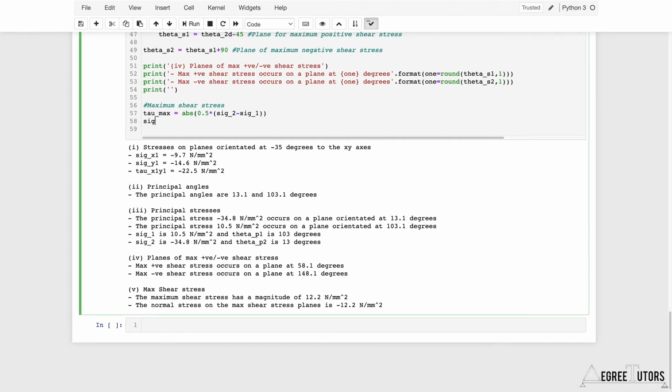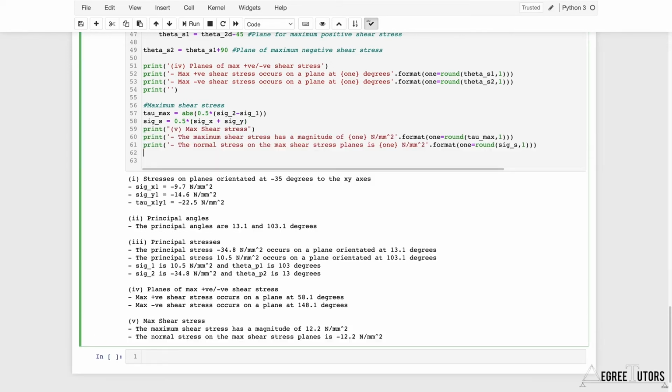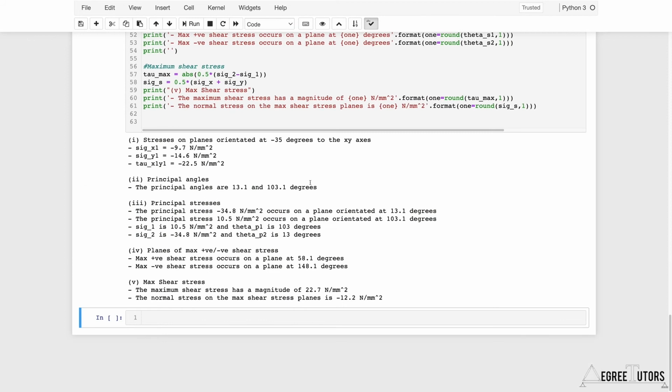And then the normal stress that exists on those planes, we'll just call it sigma underscore s for shear, i.e. it's occurring on a max shear plane. Well, that's going to be 0.5 times sigma x plus sigma y, the average stress. Now let's drop in a couple of print statements. So let's run that and see what we get.